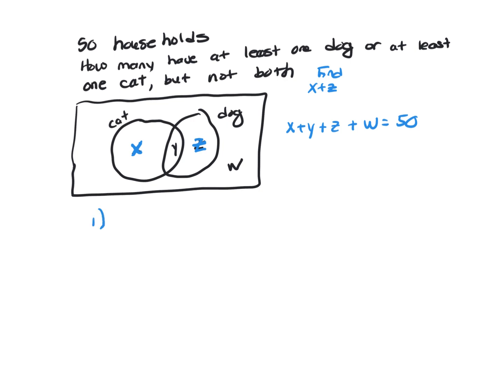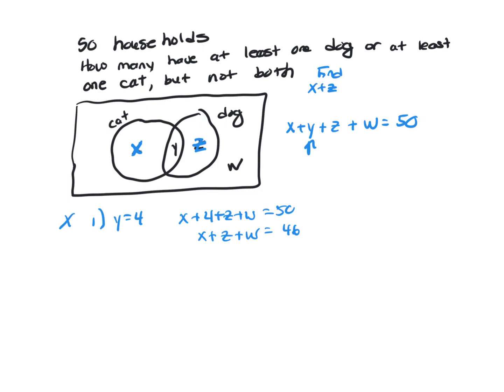Okay, so let me see. The number of households that have at least one cat and at least one dog is 4. Well, that's that intersection, so that means Y equals 4. But if I plug in 4 here, that's just X plus 4 plus Z plus W equal 50. And that's X plus Z plus W equal 46. And I'm trying to find X plus Z, but I've got W in the way, so that doesn't work.